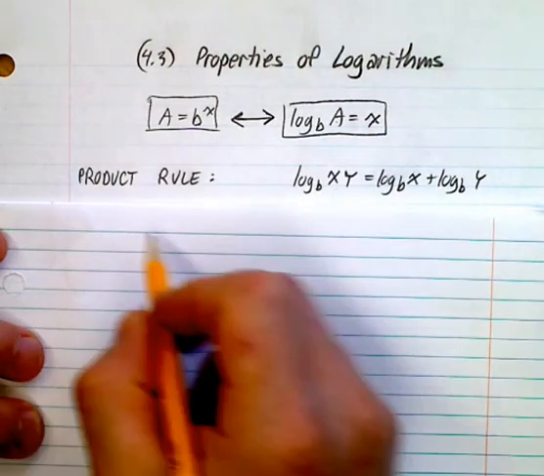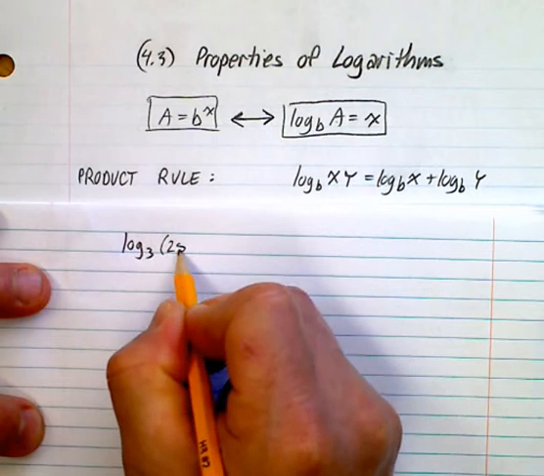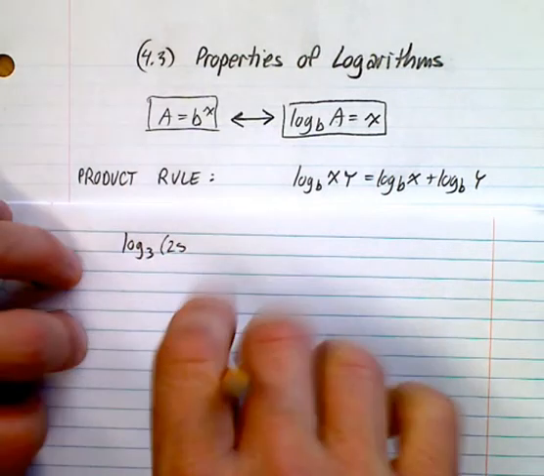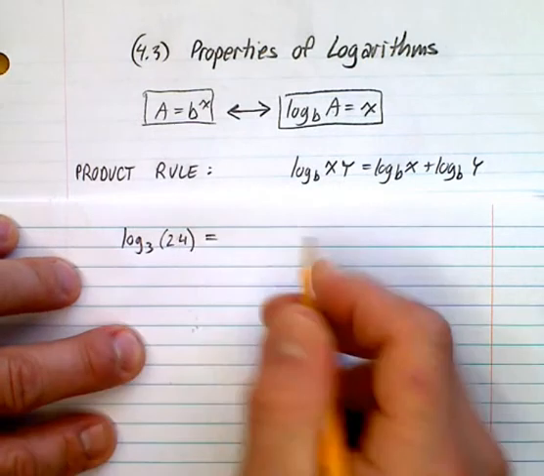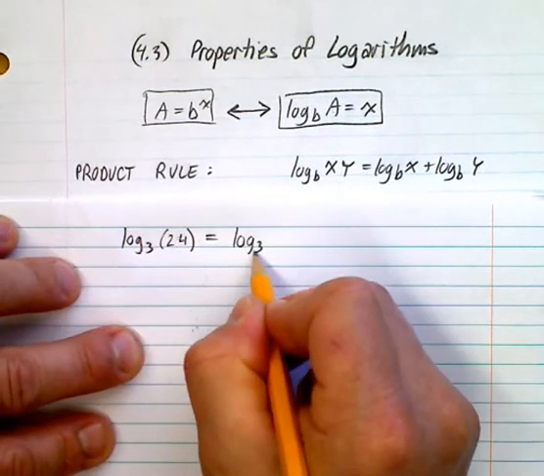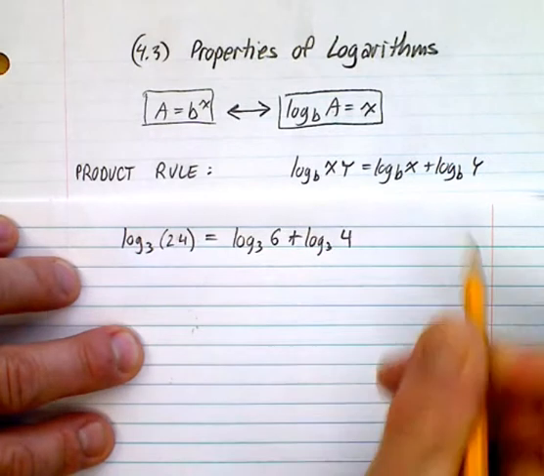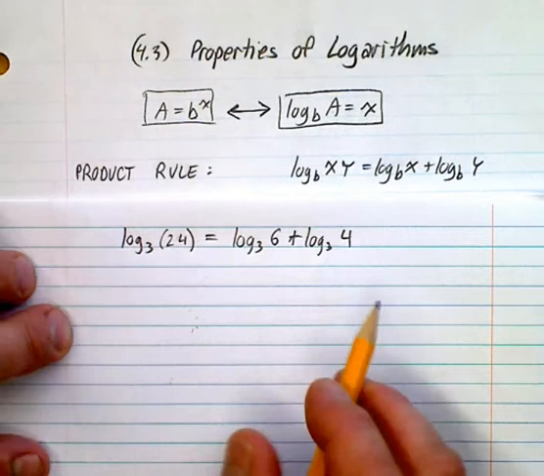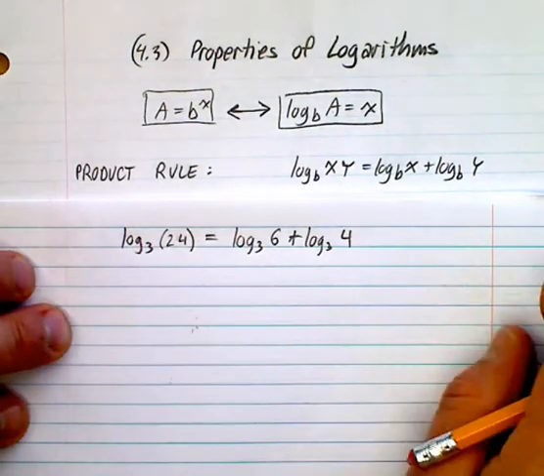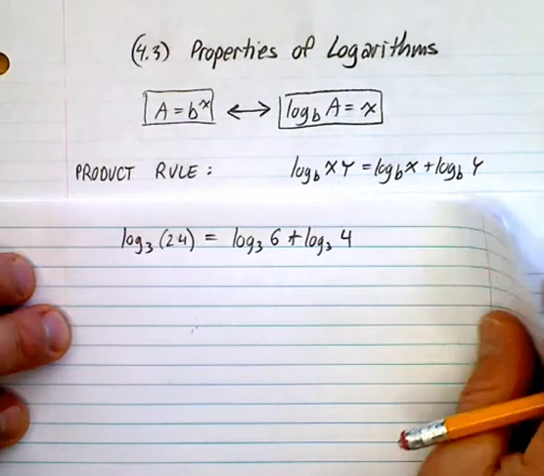So it means this: if I have log base 3 of, say, 20, well, let's not do 25, let's do 24, that could be log base 3 of 6 plus log base 3 of 4. I can break it down into 12 and 2 or whatever, 8 and 3, whatever I want, but this is an example of your product rule, okay? Notice they have to be the same base, all right?